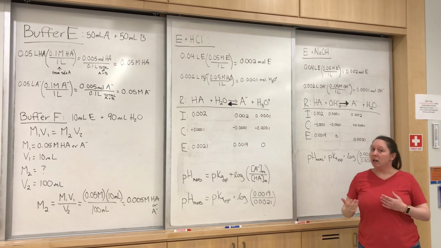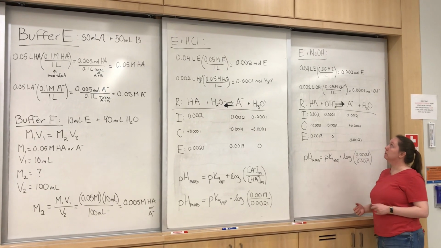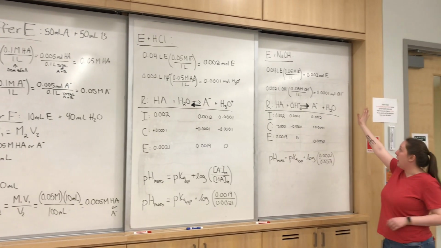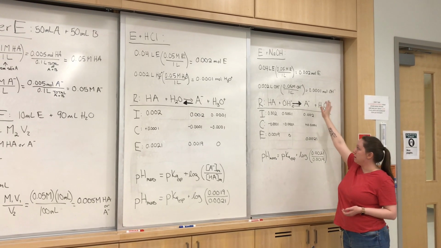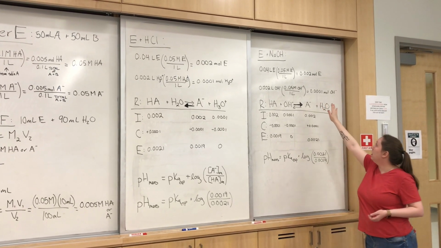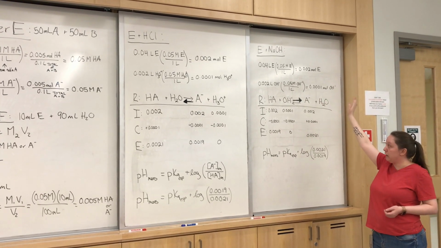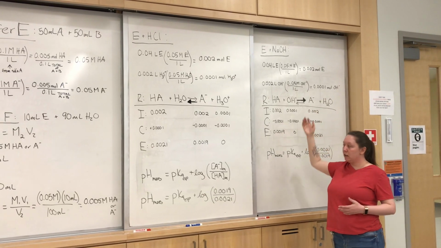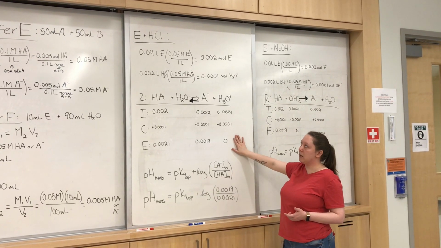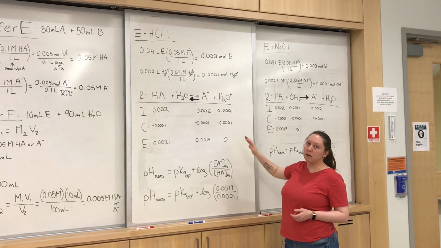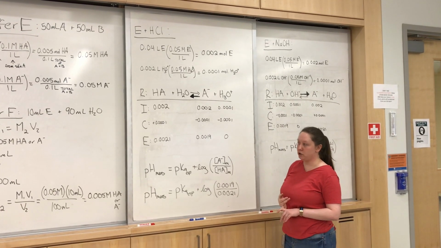We are also reacting with strong base. So in that case, we're starting with the same amount of 0.002 moles of E. So this is for E. You guys are going to have to redo these ICE tables and calculations for F and for G.